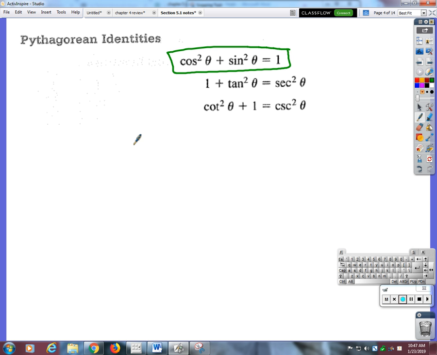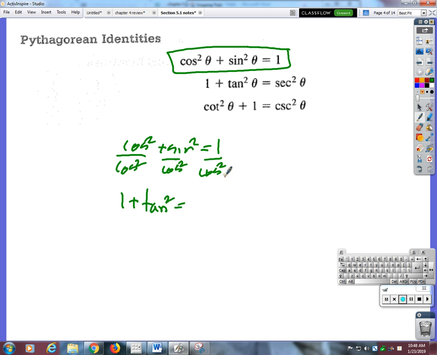These other two just come from this one, okay? So the way you get the next one is if you take all three of those things and divide them by cosine squared, then cosine squared divided by cosine squared is 1. We just saw on the previous slide that sine over cosine is equal to tangent, so that means sine squared divided by cosine squared is tangent squared. And then we also saw in the previous slide that 1 over cosine is secant, so that means 1 over cosine squared is secant squared.